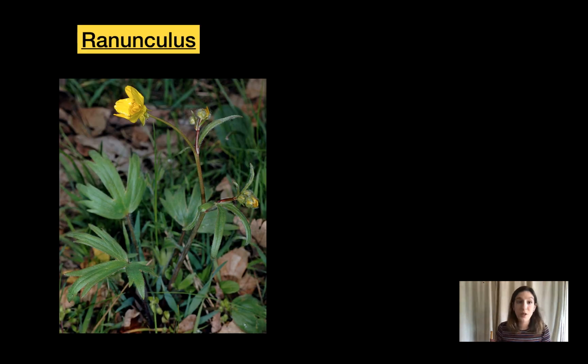Next slide. Ranunculus. This is one of your 3 required genera. Ranunculus, you can tell from the name, is the namesake of the family. It's called the buttercup family. Well, genus Ranunculus is called buttercup. If that makes you think of Princess Bride, more power to you.